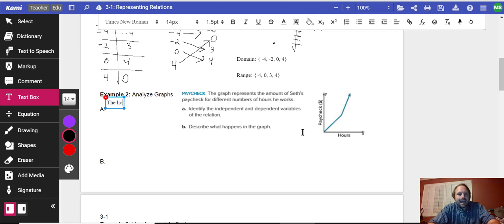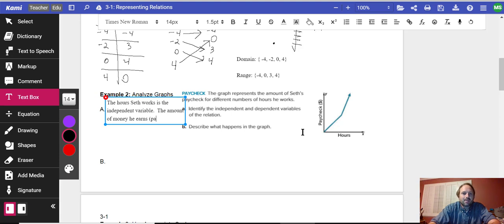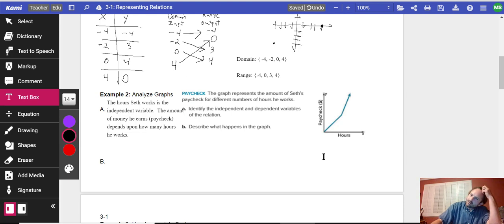So the hours Seth works is the independent variable. What that means is the amount of money he earns, which is his paycheck, depends upon how many hours he works. So that's his independent and dependent variables. One depends upon the other one.